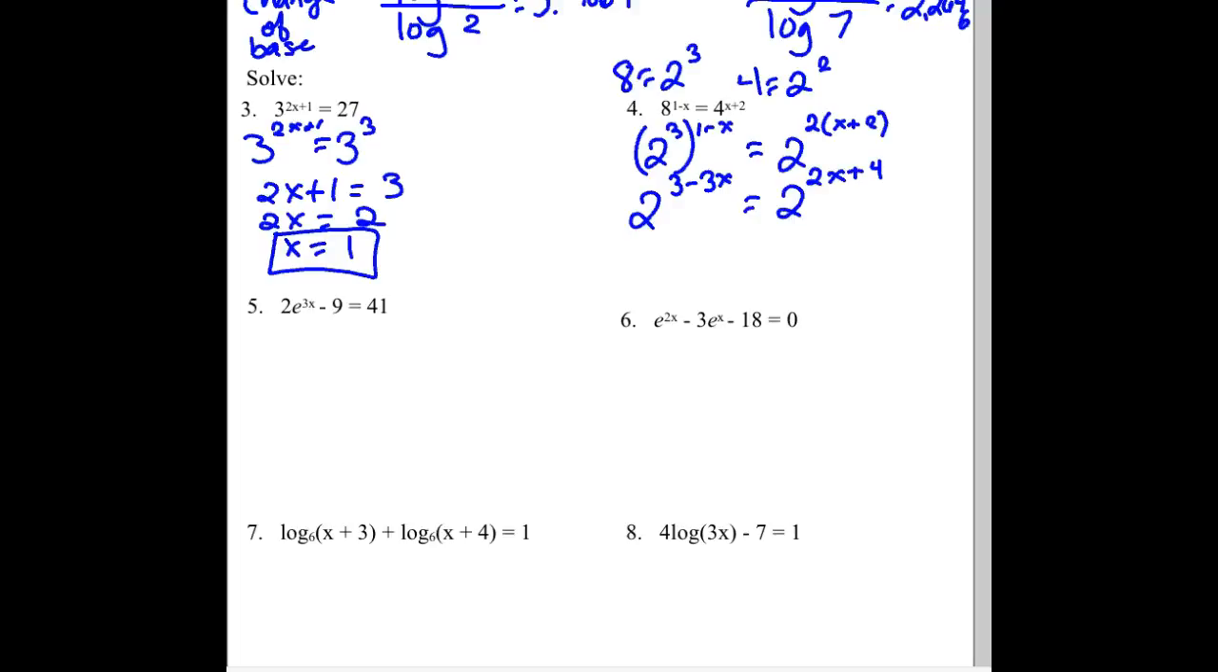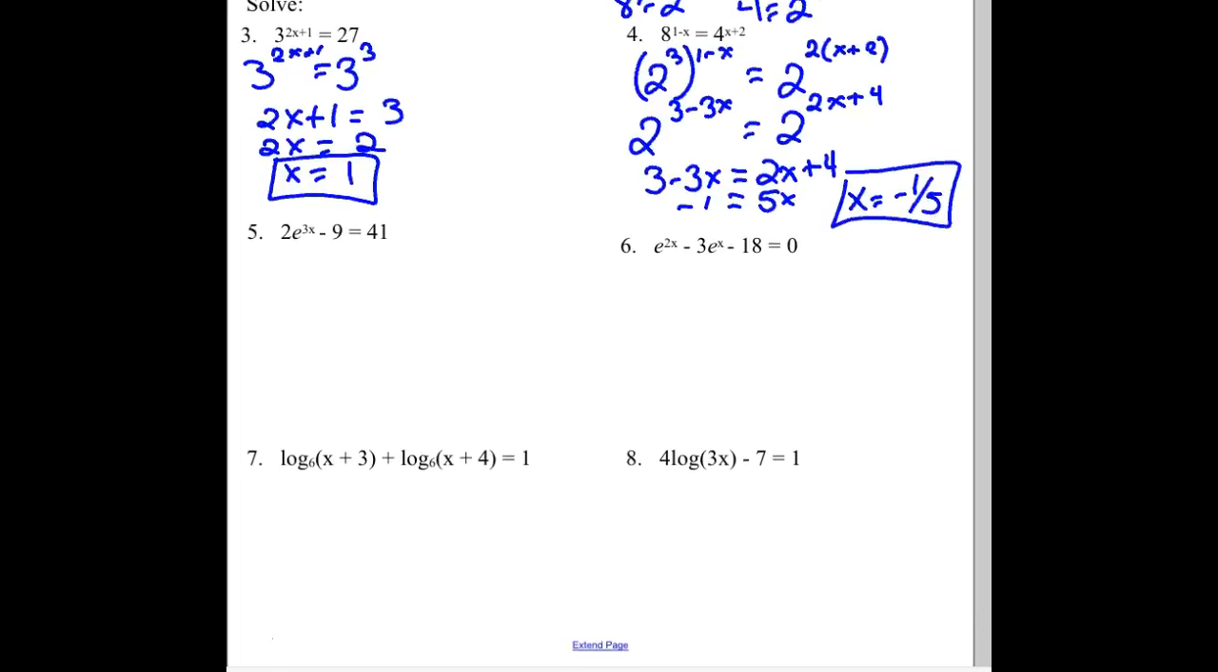All right, we now have same base on both sides, which means our powers are equal. We have 3 minus 3x balancing with 2x plus 4. Simplifying that, we can add the 3x over. We've got 5x. Subtracting the 4 over, we have negative 1, which gives us negative 1/5 for x.